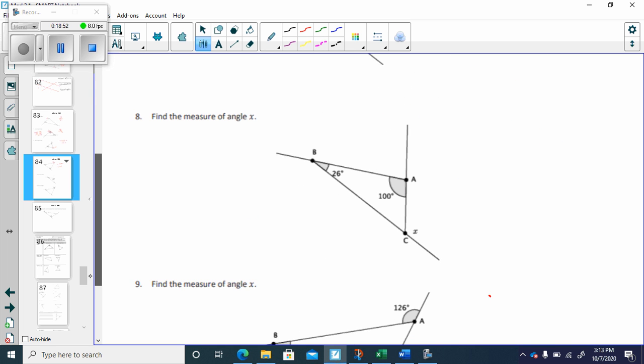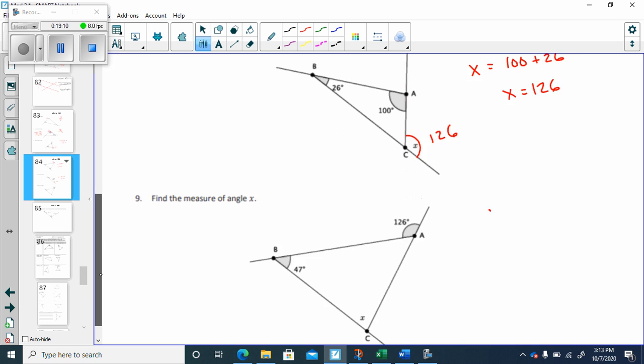Find the measure of angle X here. Okay, this is an exterior angle. These are two remote interiors because they don't touch it. So X is equal to 100 plus 26. This angle is equal to 126 degrees.